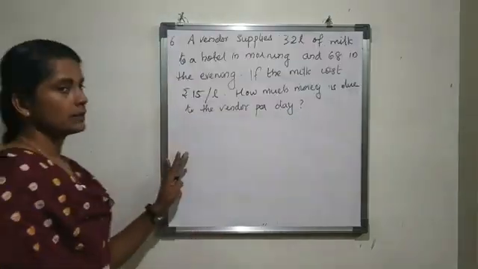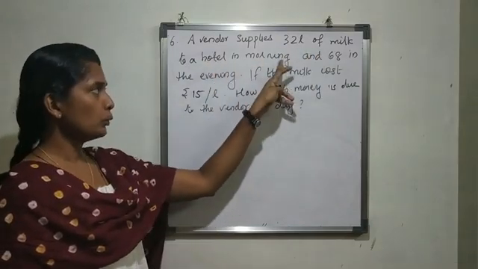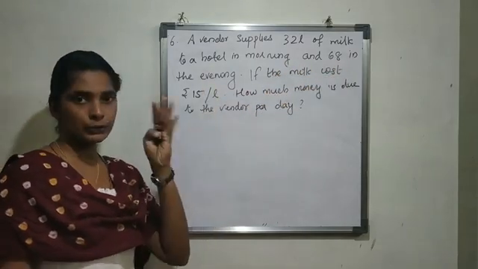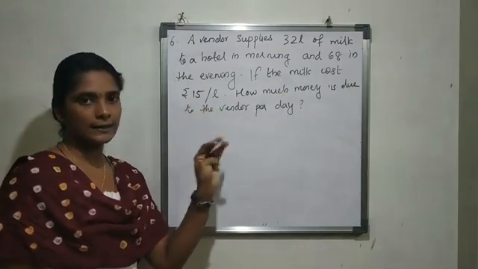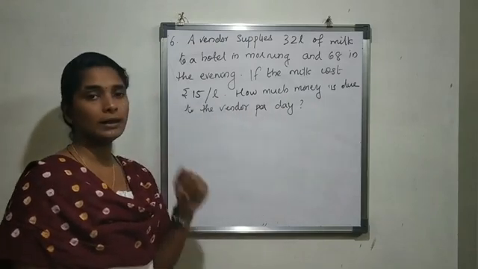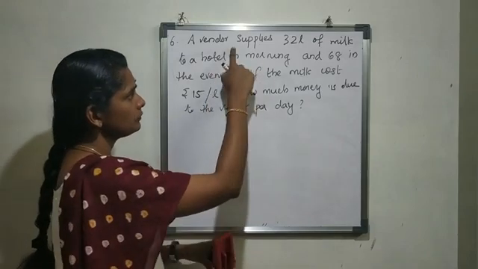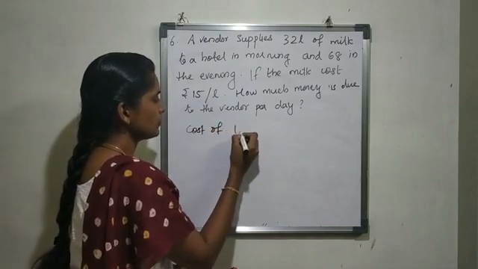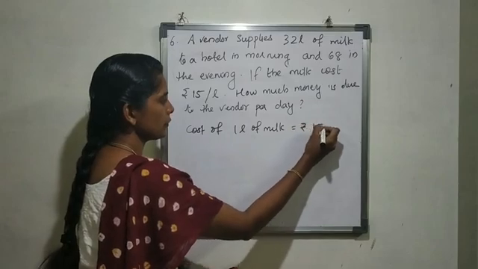The sixth one. A vendor supplies 32 litre of milk into a hotel in the morning and 68 in the evening. If the milk cost is 50 per litre, then how much money is due to the vendor per day? In 1 day, how much does he get? First, the cost of 1 litre of milk is rupees 50.